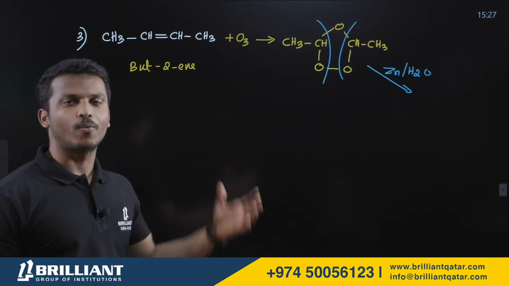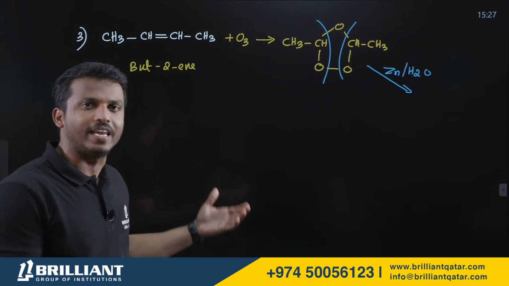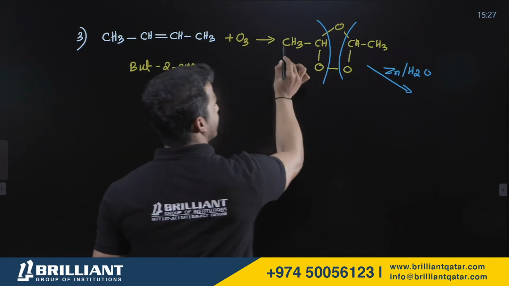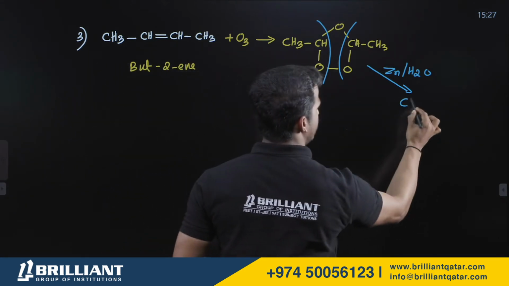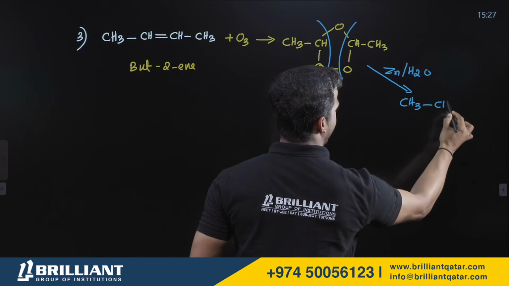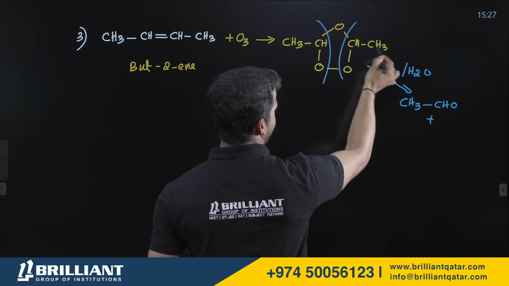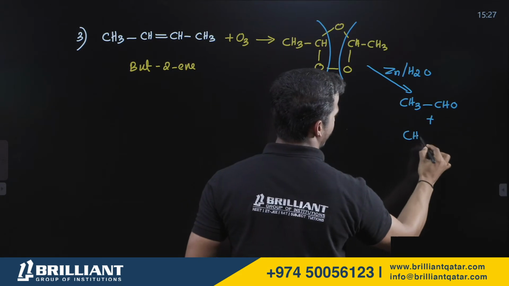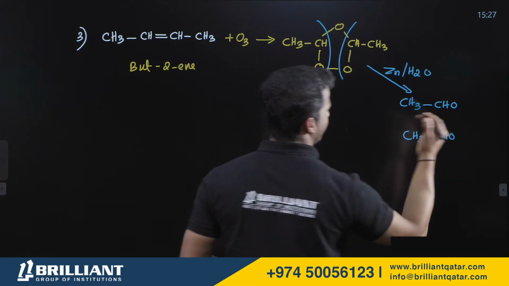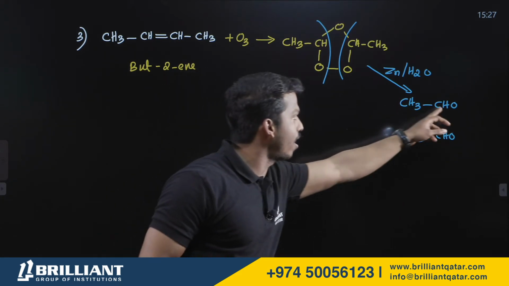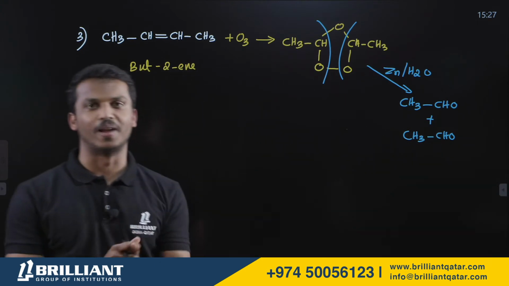If you break the bond, what is the product you are getting in the left part? CH3CHO. CH3CHO plus, what do you have on the right side? Same thing, right? CH3CHO. Of course, it's the correct one. What is the product name? Ethanal. Both are ethanal molecules.